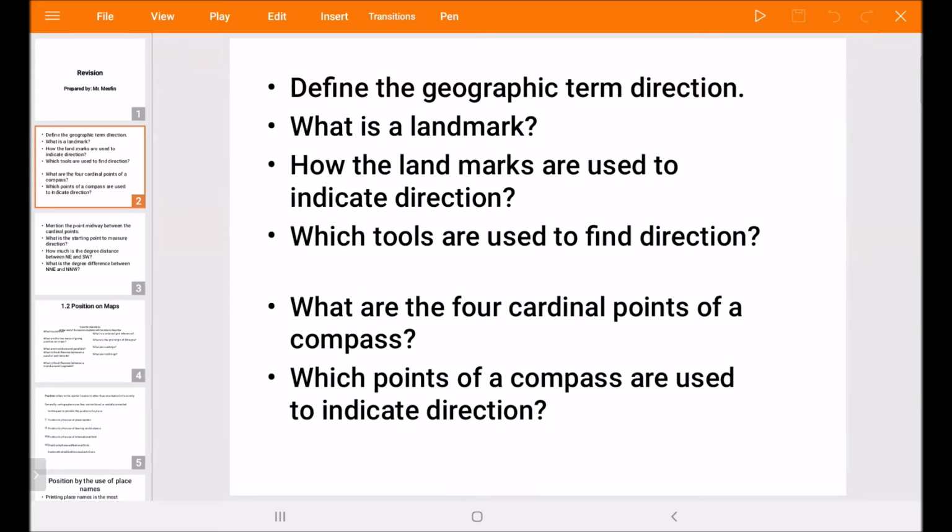Within this direction, there are also cardinal directions or cardinal points, and subsidiary or intermediate points. The cardinal points are north, south, east, and west.